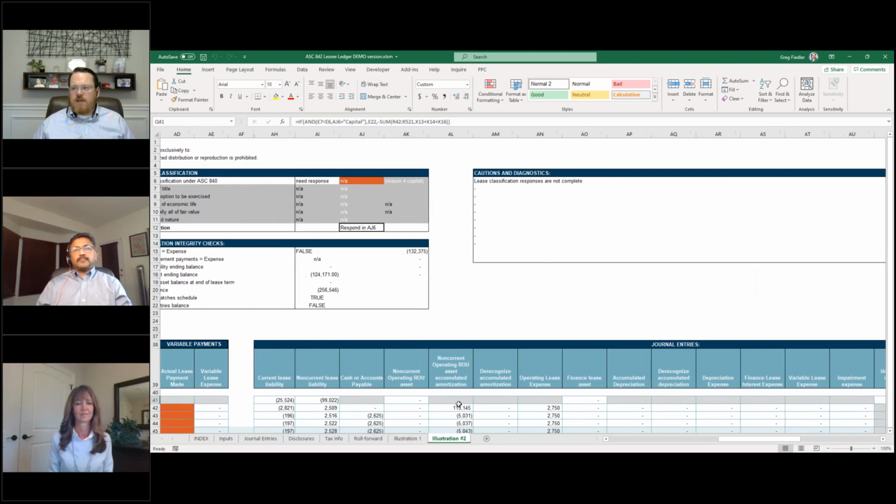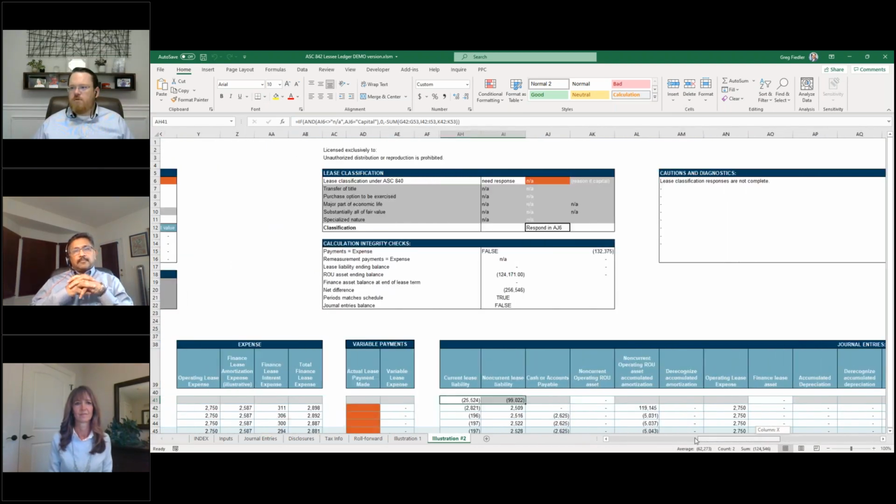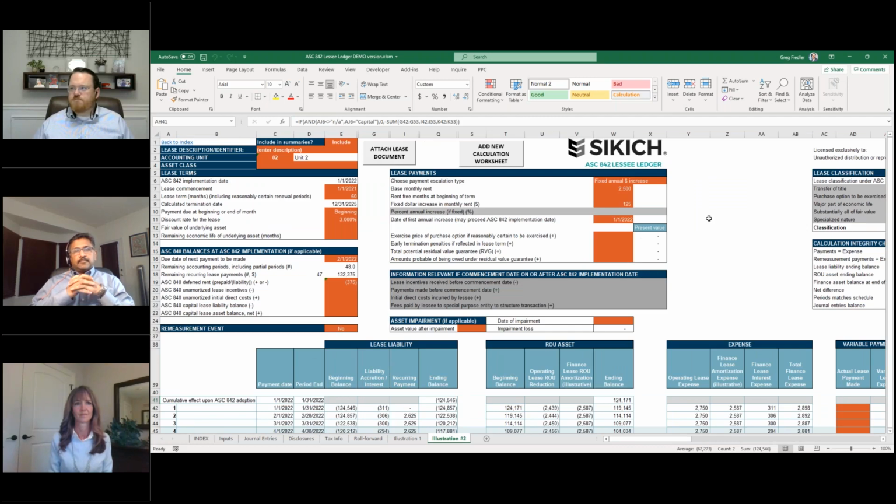And then you can see over here, we've got detailed journal entries by period where we would, at commencement or at adoption of 842, recognize the lease liability in its current and long-term portions, and we would remove the accrued rent from the books.